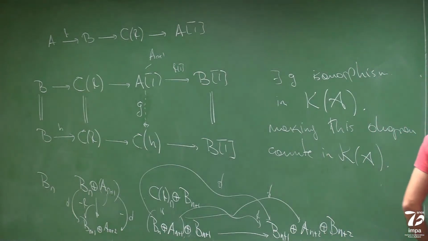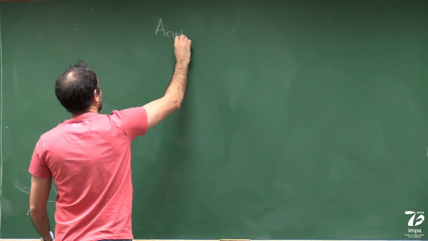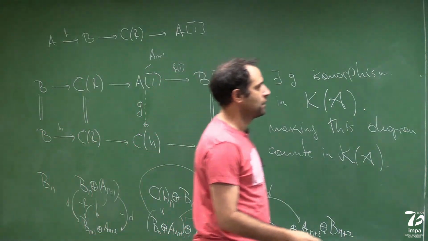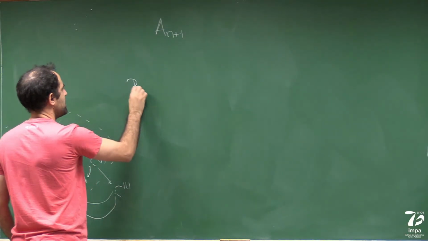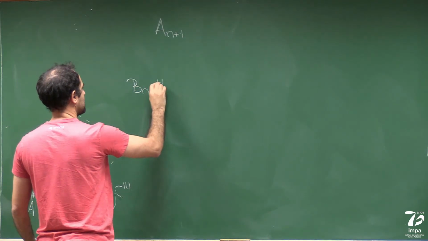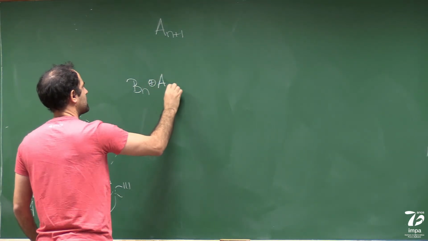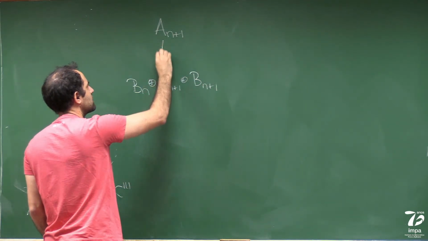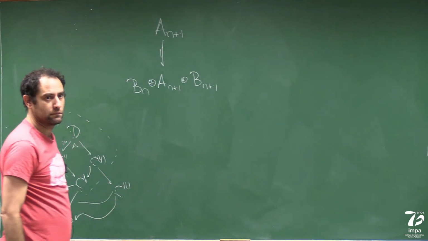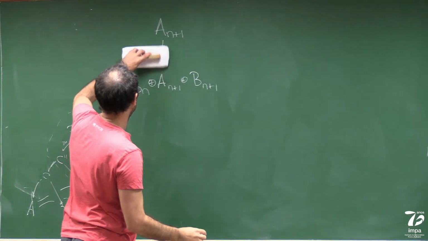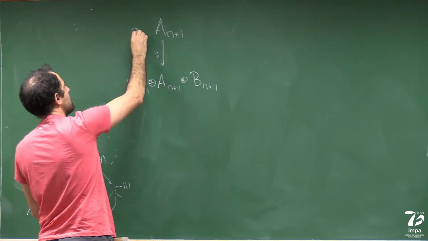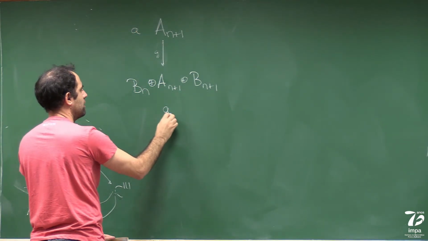So let's check if we actually have a map. What we're looking for is this map G that should go from A shifted by 1 to this C of H. So what we want is this into An plus 1 plus Bn plus 1. And the naive thing to think is that you're just going to take the identity here. Okay? So this is our G. That's just going to take some A here, and it's going to map it to A here.